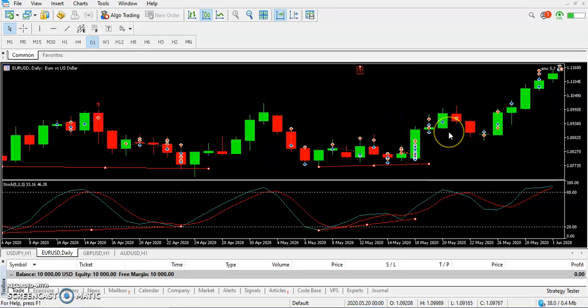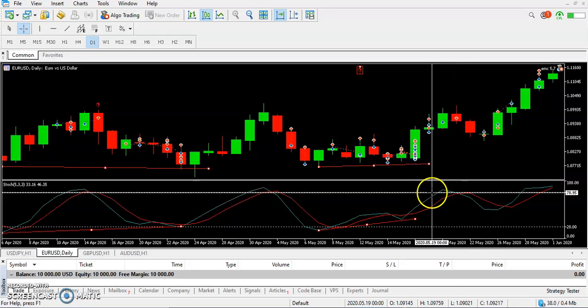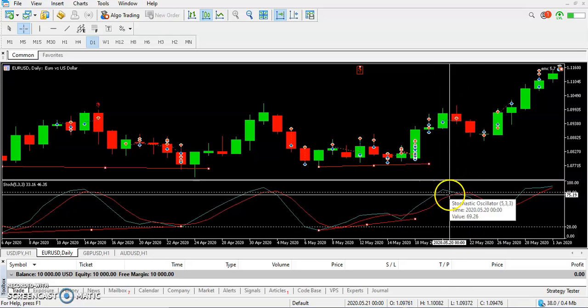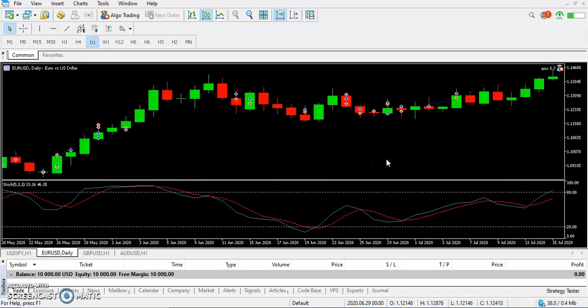So basically that's how you do it. And when to invalidate your signal after you have tracked the divergence: once it reaches your overbought or oversold zones, just right over here, consider that signal invalid. Now look for another one in another chart for you to continue with it.